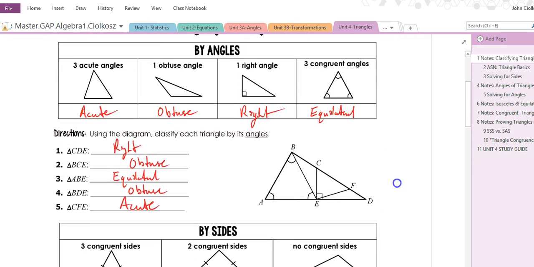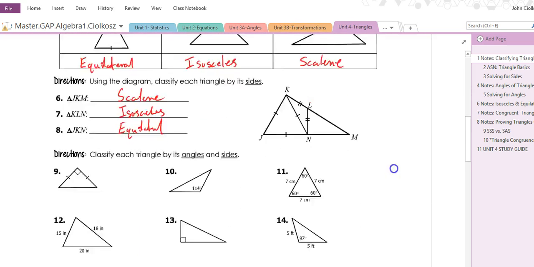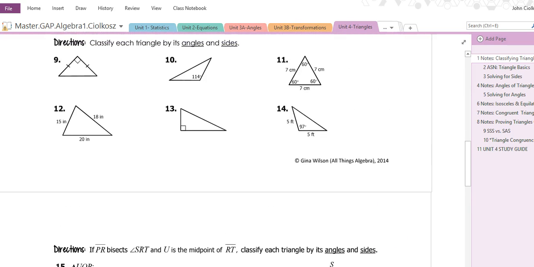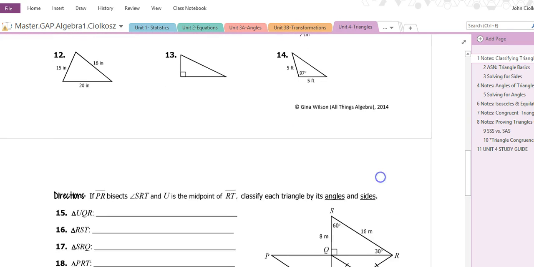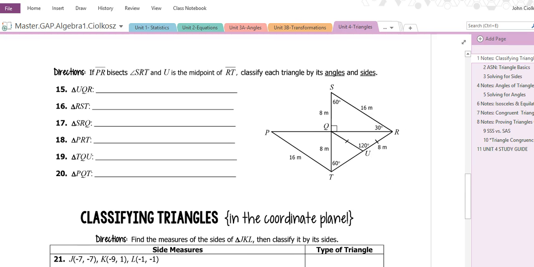So let's go back up real quick. Let's go ahead and use the term equiangular here. So that just means all the angles are the same. And our last one here, 2 sides the same as isosceles. That angle's bigger than 90, so it's obtuse. I want you guys to go ahead and try 15 through 20 in the practice.